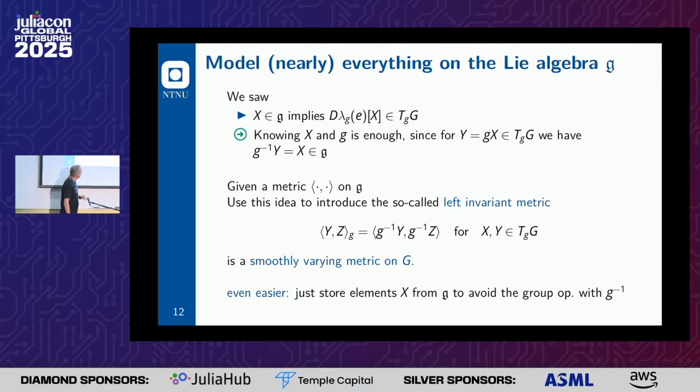Or even better, we can even omit storing Y and Z, and we just store these G inverse Y and G inverse Z, because that's basically the tangent vector everywhere. Then I can always spare this multiplication with the inverse. Okay, so that's easier, and we usually even represent tangent vectors by the Lie algebra elements, because that's a bit easier on Lie groups compared to manifolds, where we don't have that choice.